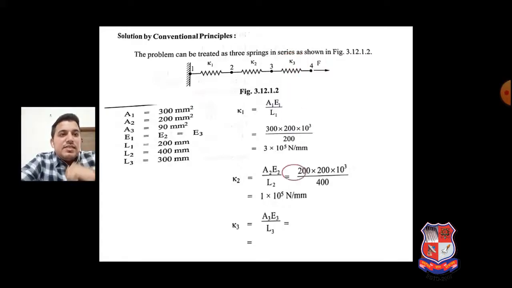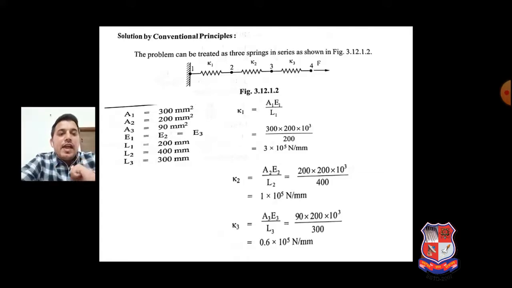Now let's see the similar calculation for K3. For K3 you can observe the value: 90 into 200 into 10 raised to 3 divided by 300. The length varies at each step, that's why the answer will vary. So here we find 0.6 into 10 raised to 5 Newton per mm. So these are the individual stiffnesses for elements number 1, 2 and 3.